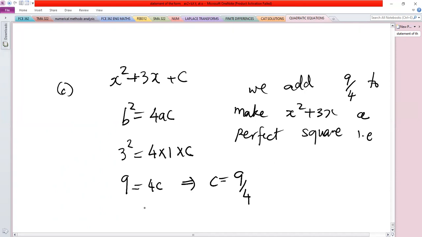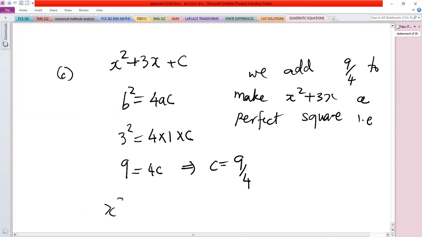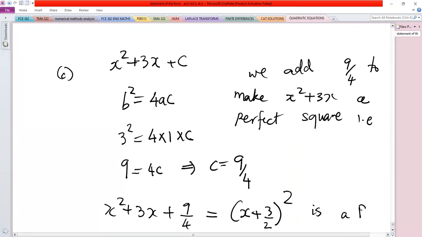I.e., when you write x squared plus 3x plus 9 over 4, it will be the same as x plus, now b over 2 is 3 over 2, squared, a perfect square. So that's how we make those perfect squares.